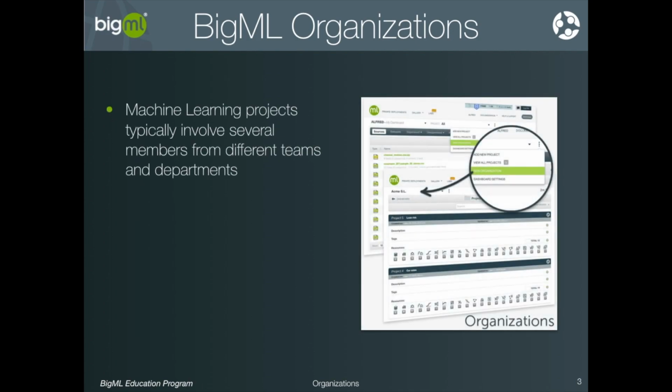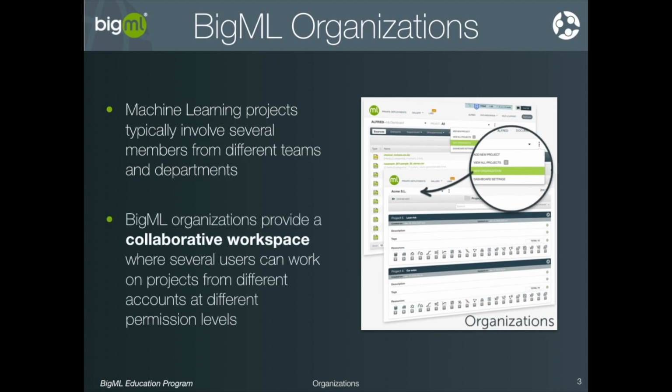Machine learning projects usually require input from multiple team members, which can result in duplicated work for tasks such as pre-processing data and updating models. Throughout the process, you want to ensure that those involved have the right level of access to the right resources, which is exactly what BigML organizations provide. Organizations on BigML effectively turn the dashboard into a collaborative workspace, where multiple users can work on the same projects with specific permissions assigned. If you're familiar with GitHub repositories, BigML organizations work in a similar way.